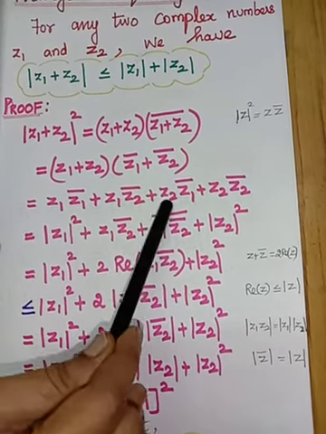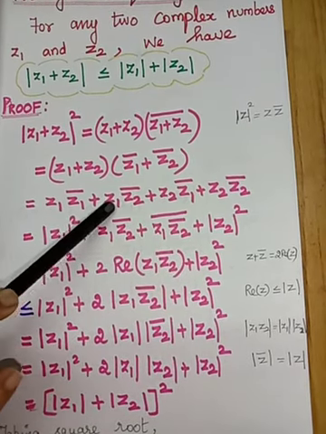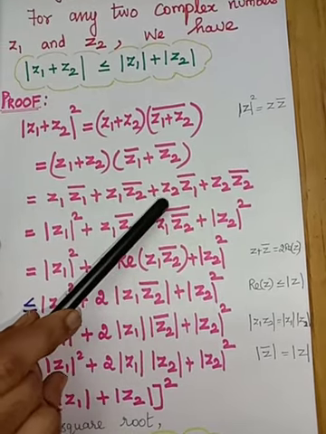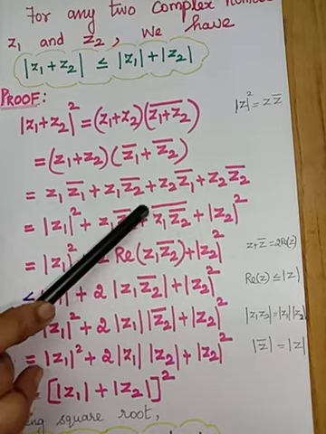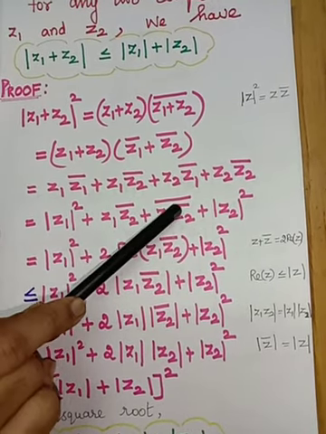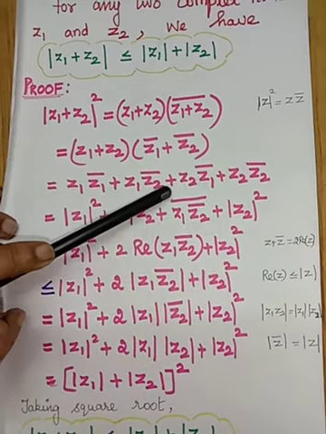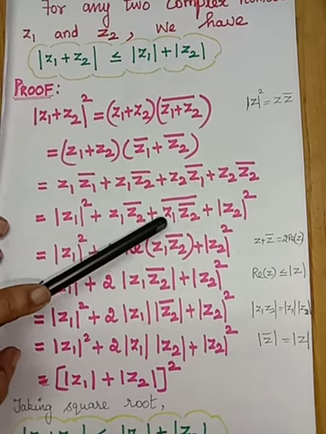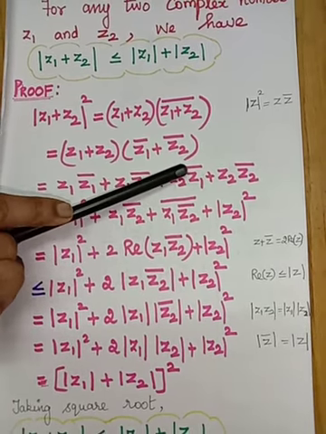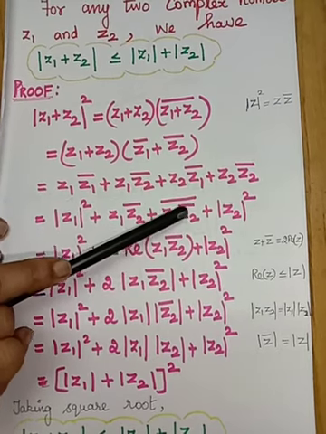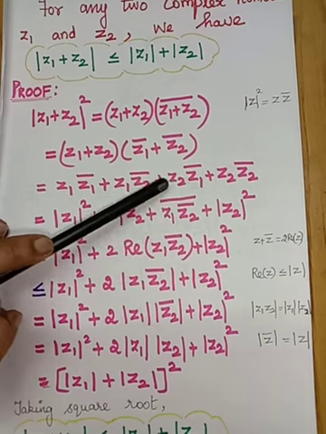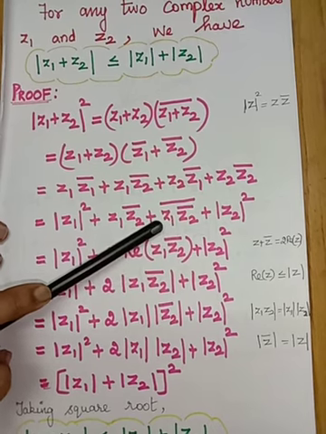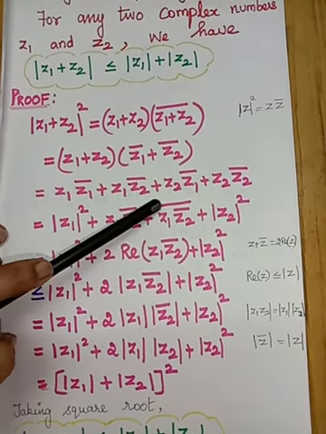Look at the third term. I am going to write the third term in terms of the second term. I have written it like this: z1 z2 bar the whole bar. Now apply the conjugate. Since they are in a product, we apply the conjugate separately. You will get z1 bar first, then z2 double bar, and z2 double bar is nothing but z2. So the third term can be written as the conjugate of z1 z2 bar.